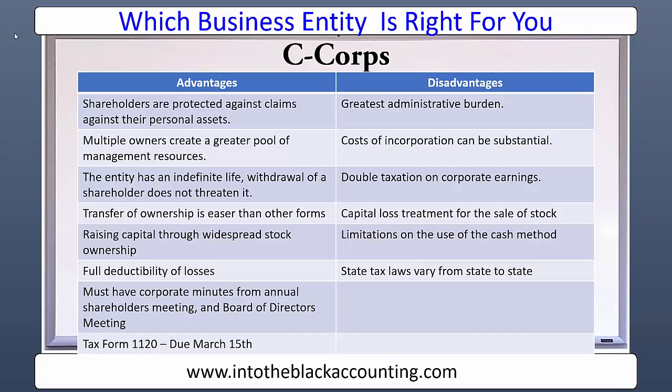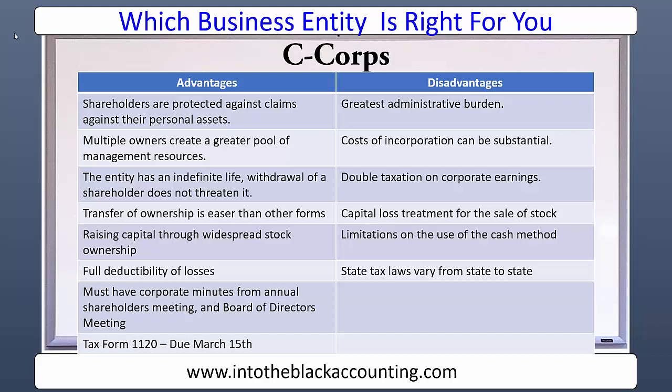So some of the disadvantages, oh, by the way, there's an additional tax form for a C-Corp, and it is due on March 15th, not the April 15th. So there's a whole second tax return that's due. Greatest administrative burden. There's a lot of paperwork to do one of these. In fact, if you are a business owner employee, you have to set up payroll. There's a lot of things that you have to do. You can only get paid one of two ways, W-2 or dividends.